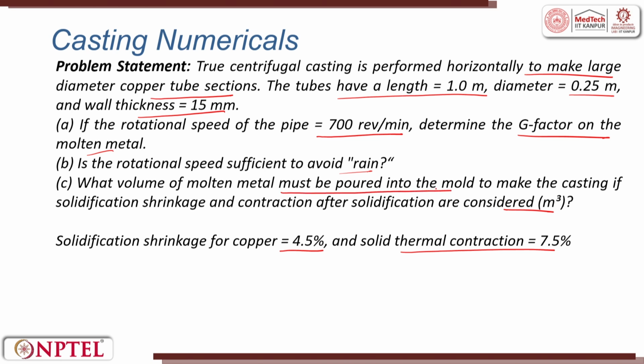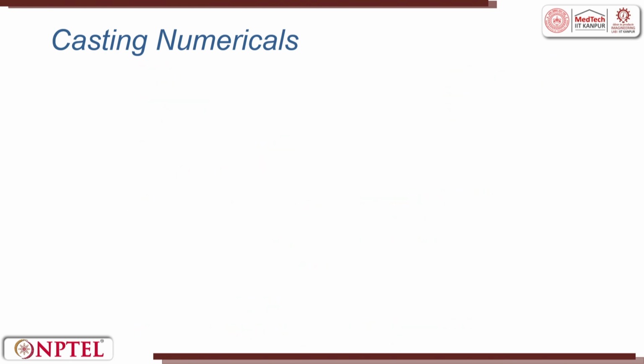Now, the third problem, problem C: what volume of molten metal must be poured into the mold to make the casting if solidification shrinkage and contraction after solidification are considered? So, solidification shrinkage and thermal contraction are given in percentages. Let me try to see this. I have to say V is equal to the final volume of the product.